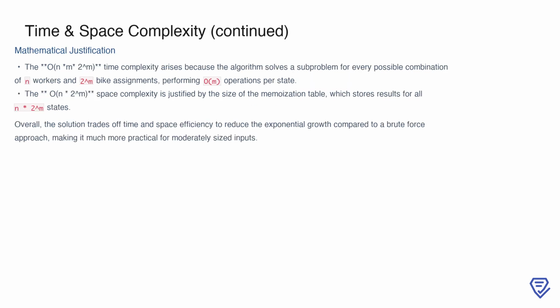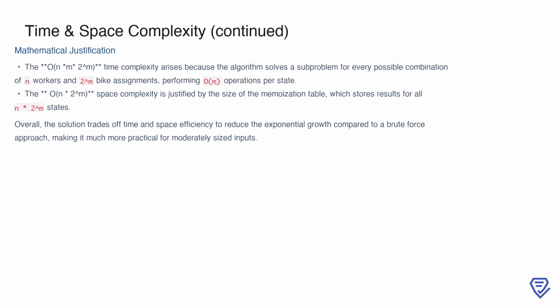The mathematical justification for the time complexity of O(n times m times 2 to the power of m) lies in the fact that the algorithm evaluates each subproblem for all n workers in 2 to the power of m possible bike assignments, performing O(m) operations for each state. Similarly, the space complexity of O(n * 2 to the power of m) is due to the storage requirements for the memoization table, which holds results for all unique states.